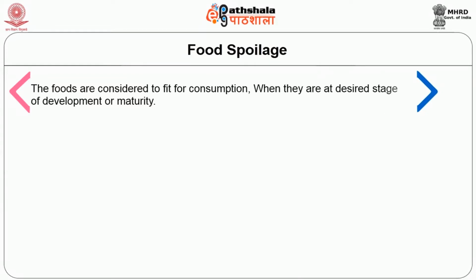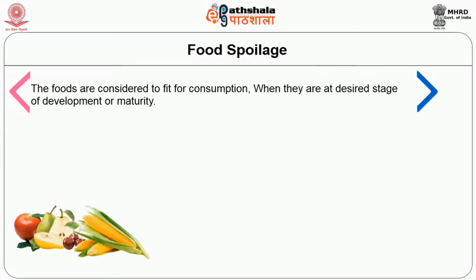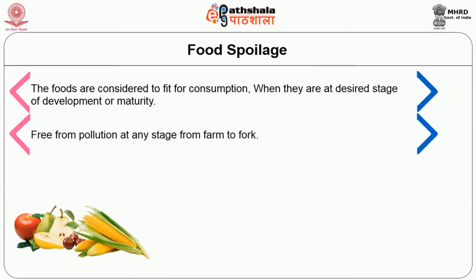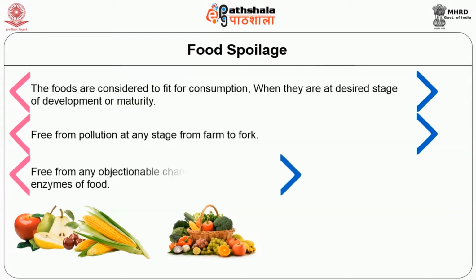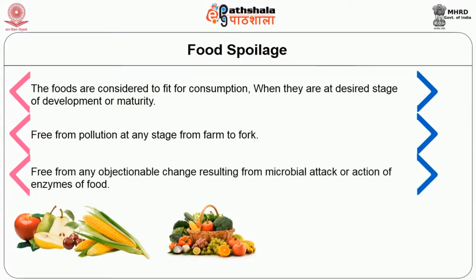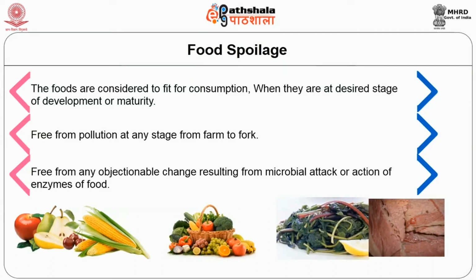For example, food at the correct ripening stage, such as corn at the young and milky stage. And it should be free from pollution at any stage from farm to fork. For example, fish from unpolluted water, fruits and vegetables without residue of fertilizers. And it should be free from any objectionable change resulting from microbial attack or action of enzymes of food. Example, wilted vegetables or putrefaction in meat.